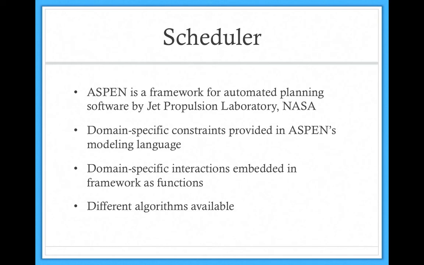Aspen has different planning algorithms available that can be exercised on the same planning problem. The main idea is that some planning problems might get better results using one algorithm because of the domain of application. Making the algorithm selectable helps explore which one does better.